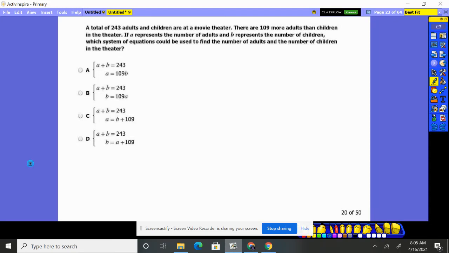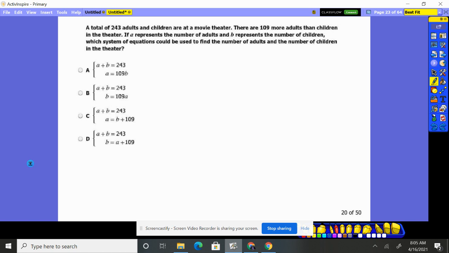Right, number 20. Now, this is going to be the hardest problem of 1 through 20 so far for you guys. But think it through and it makes sense. A total of 243 adults and children are at a movie theater. So we need to write an equation for that. That's what they want. They want us to write an equation.